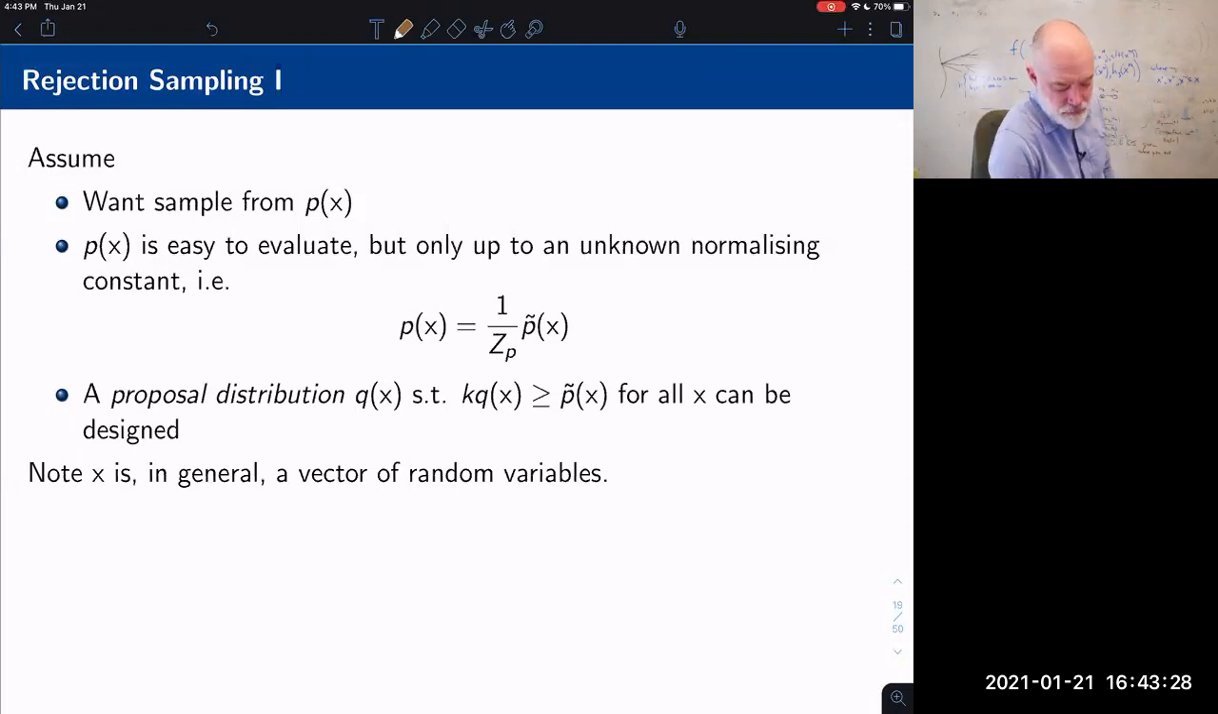So anyway, let's say we want to sample from some distribution P. And let's say that it's easy to evaluate, but only up to an unknown normalization constant. In other words, P of X is actually some unnormalized function P tilde of X, which if divided by a constant value Z_P becomes a properly normalized probability density function.